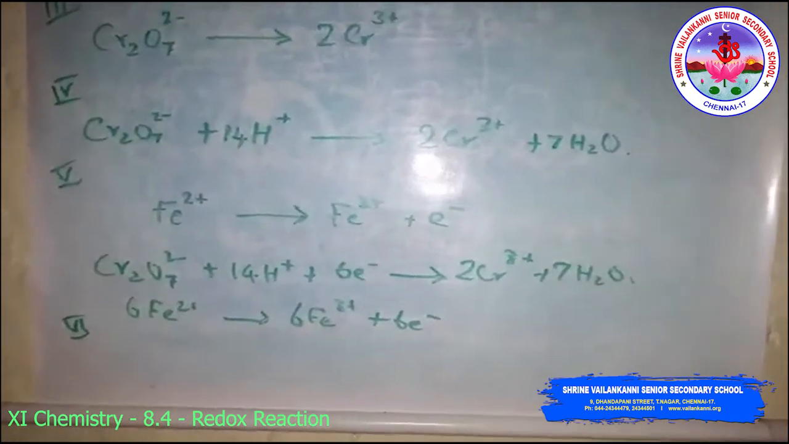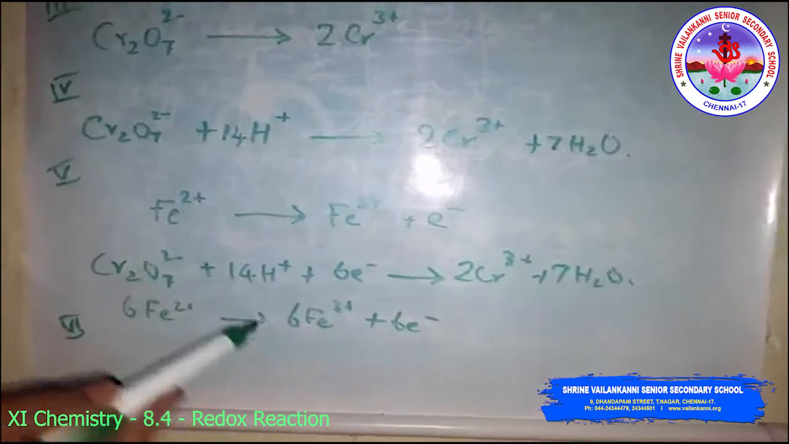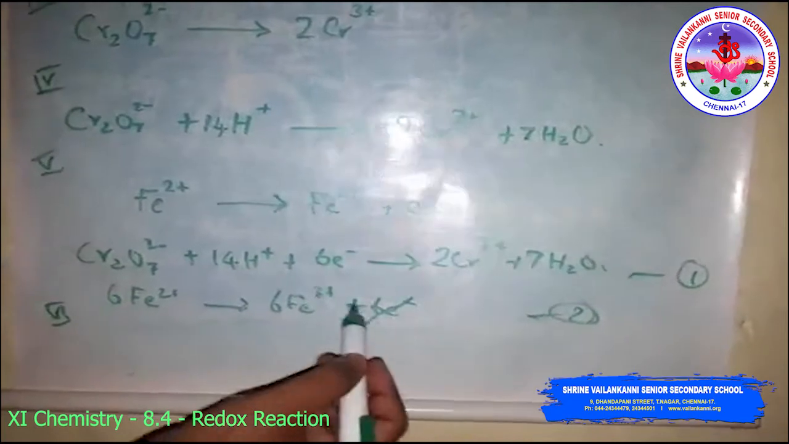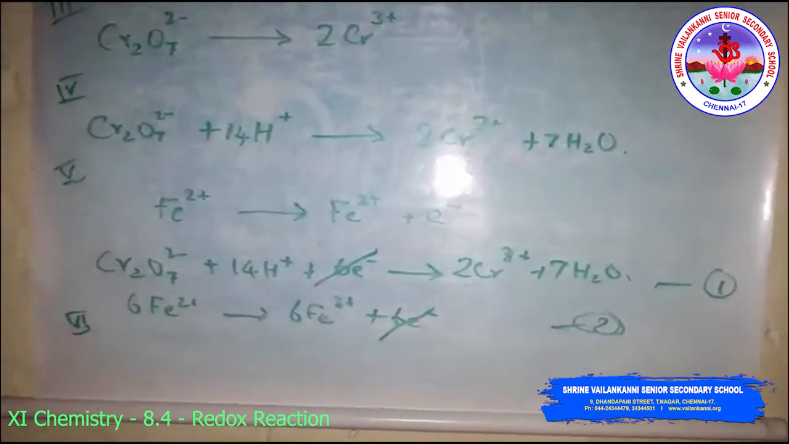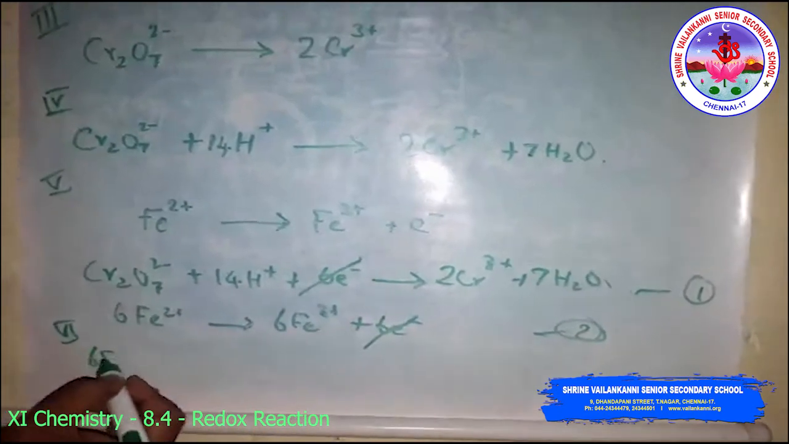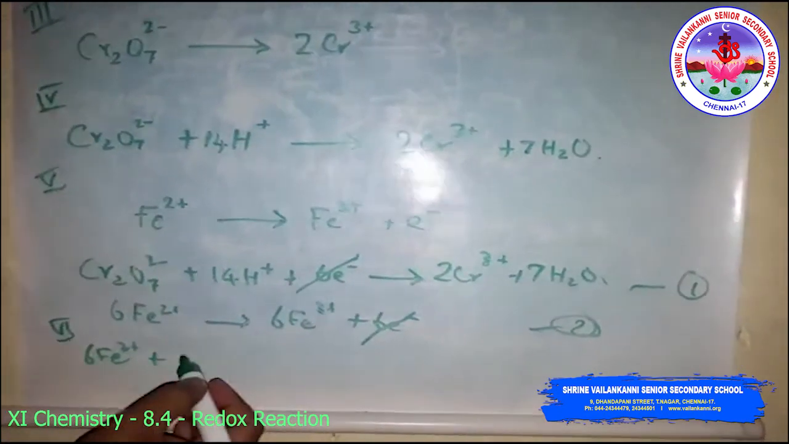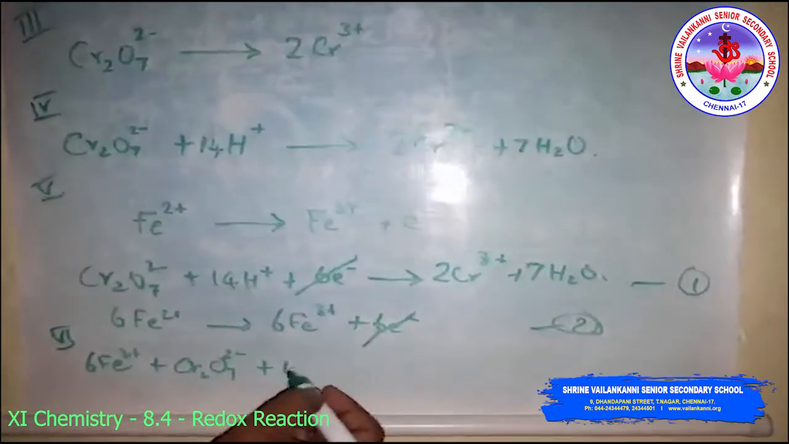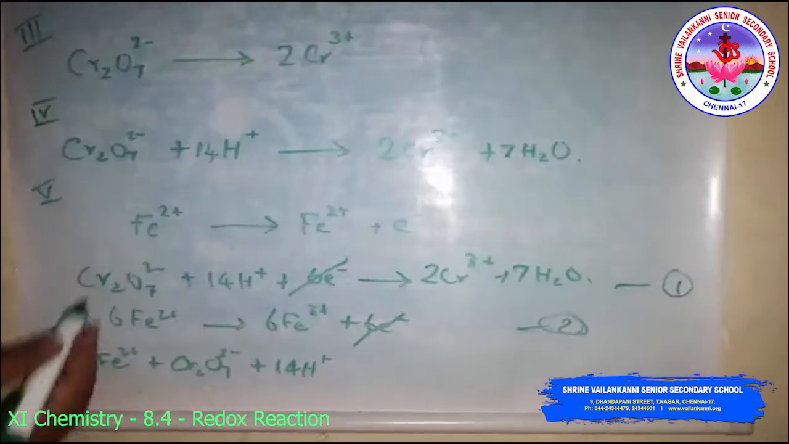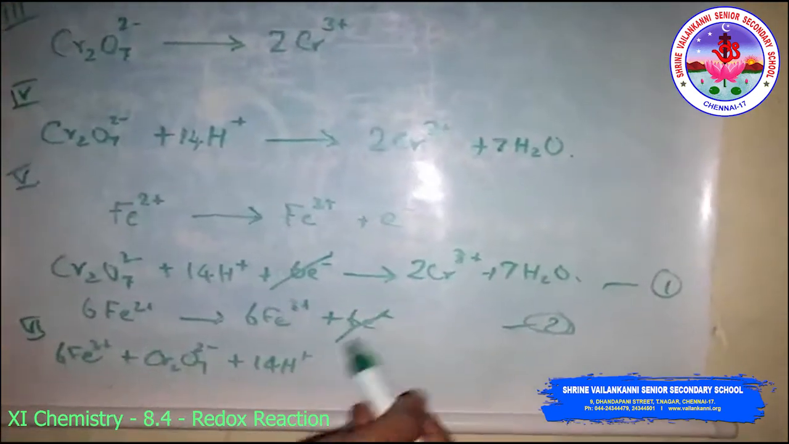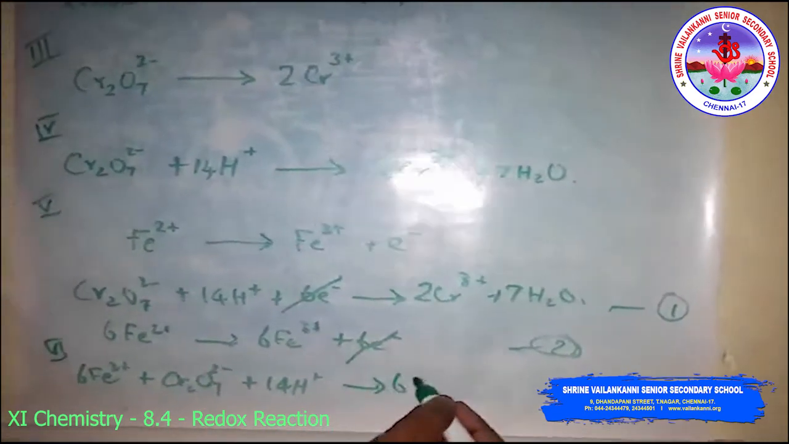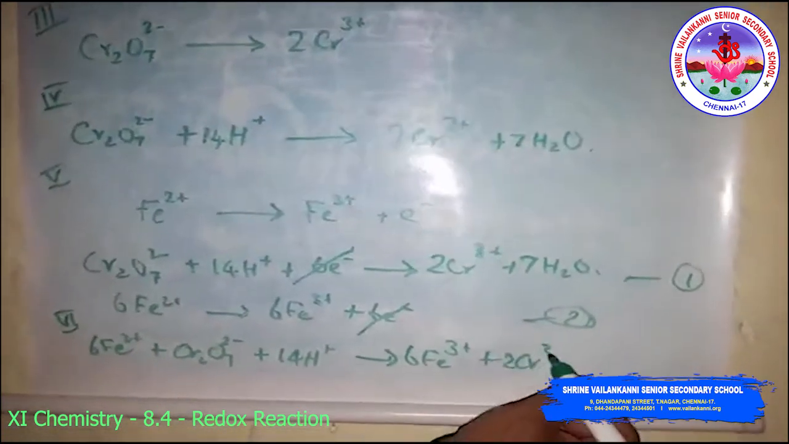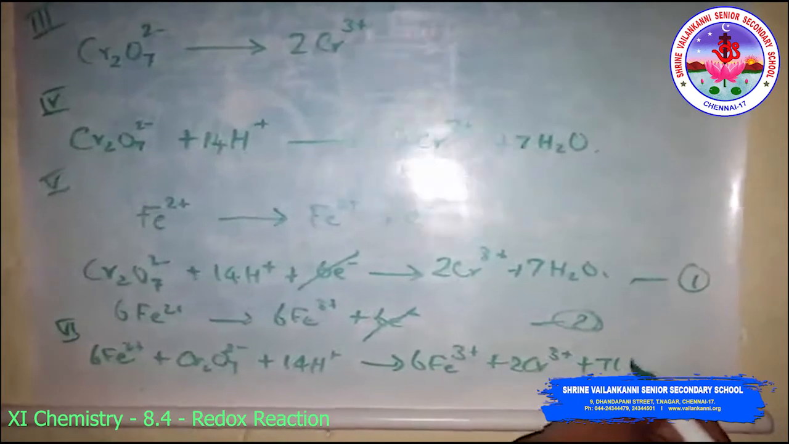We add the two half reactions, that is this and this. You have to add these two equations. The 6 electrons on the right hand side and the left hand side cancel. Then the remaining is what? 6 Fe2 plus, then Cr2O7 2 minus plus 14 H plus. Just write both equations on the left hand side. Then the right hand side gives 6 Fe3 plus plus 2 Cr3 plus plus 7 H2O.